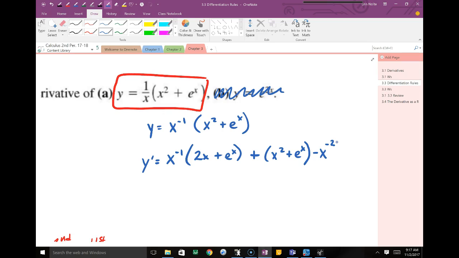Now this one I'm expected to distribute these values through. So what is x to the negative first times 2x? We're not foiling, we are distributing. Does everybody see I have an x over an x, so the x's cancel out, and I'm left with 2? What is x to the negative first times e to the x? E to the x over x.